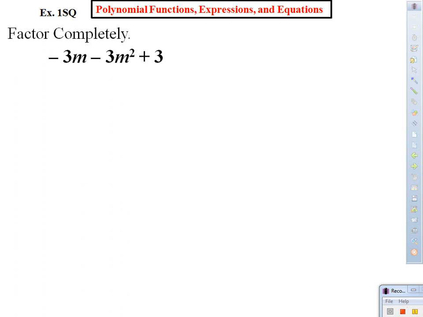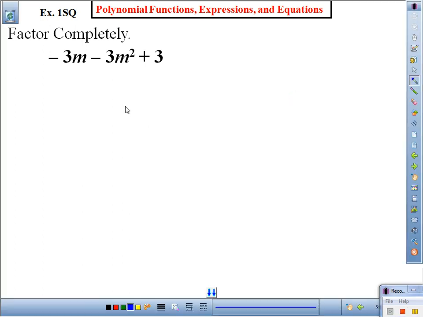All right, let's do this one together. Step 1, everyone. Is it in standard form? No, we need to rewrite it. So what goes first? Negative 3m squared minus 3m plus 3.